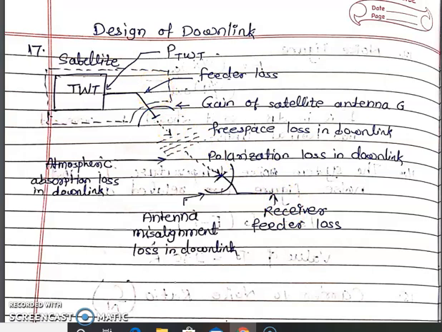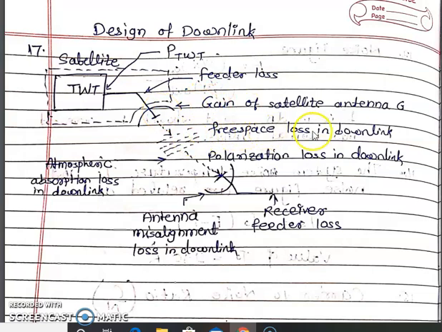So this is the downlink design, and this is the satellite transponder. Now, which are the losses? Here the satellite antenna is connected, and at the earth station a second antenna is there, that is the receiver antenna. Here the amplifier is connected to the antenna by a cable, known as the feeder cable. The loss occurring in this cable is the feeder loss. Now the gain of the satellite antenna, G.